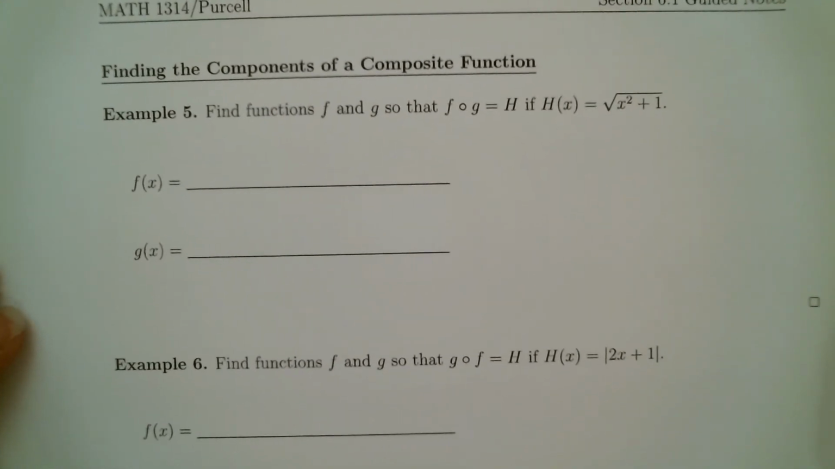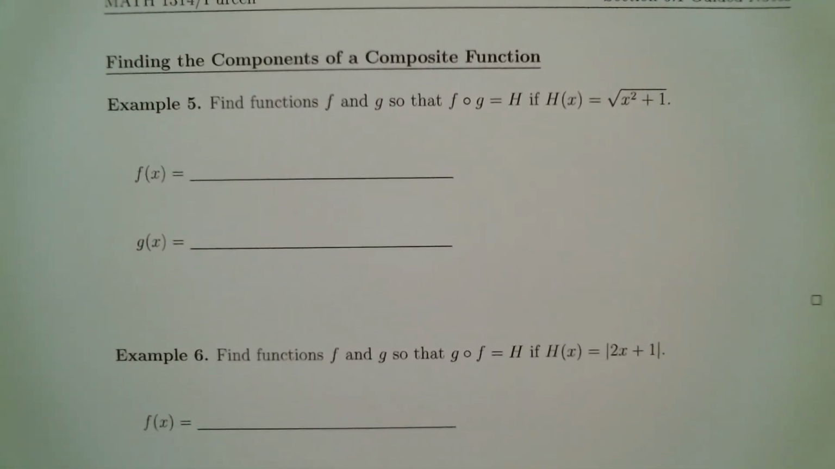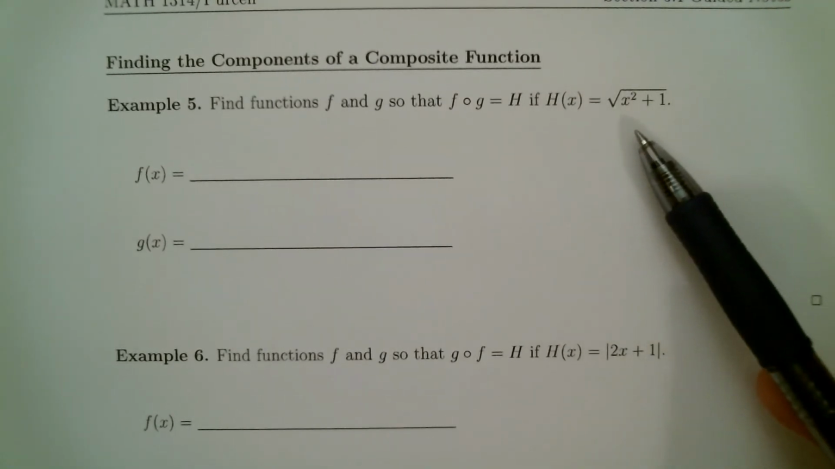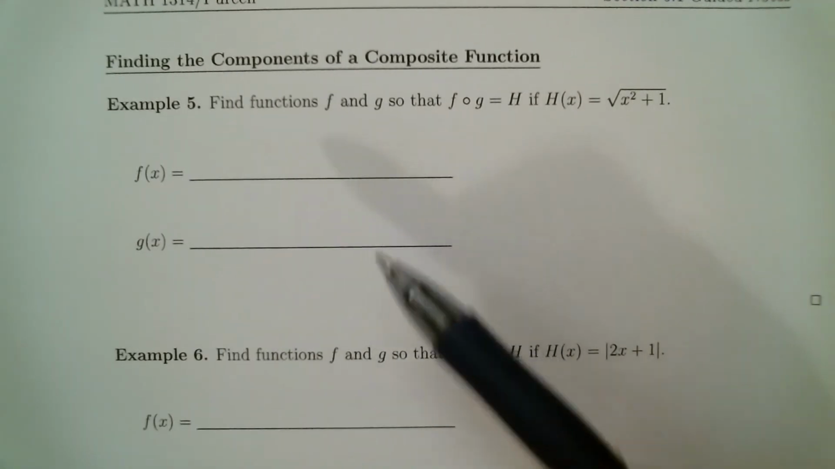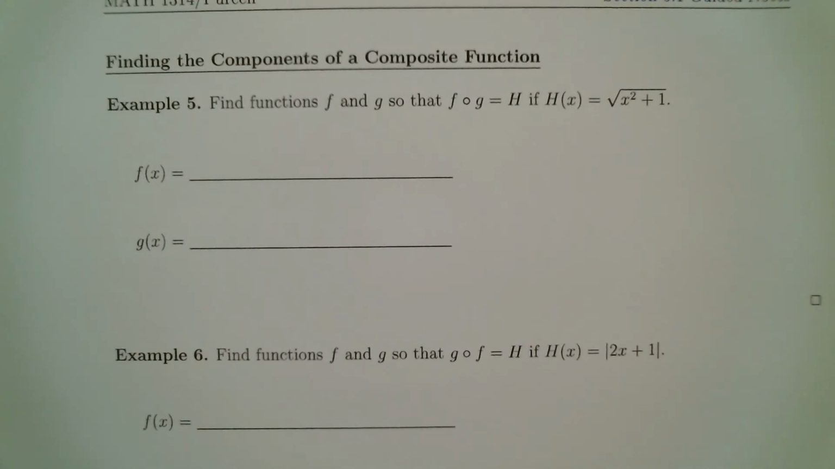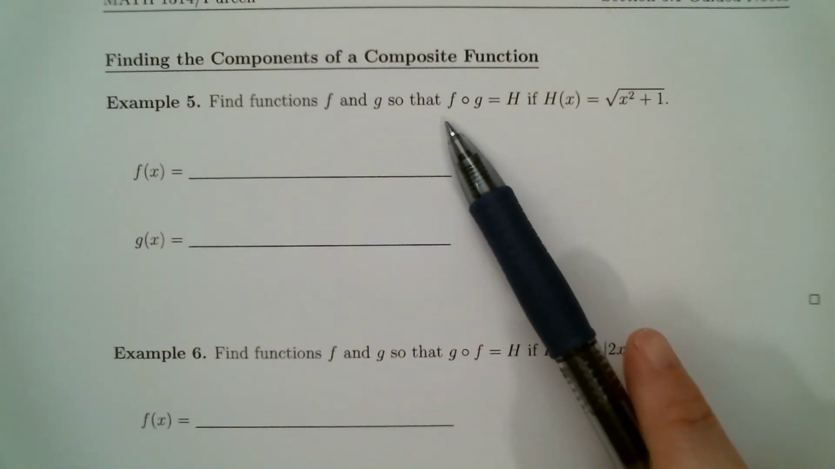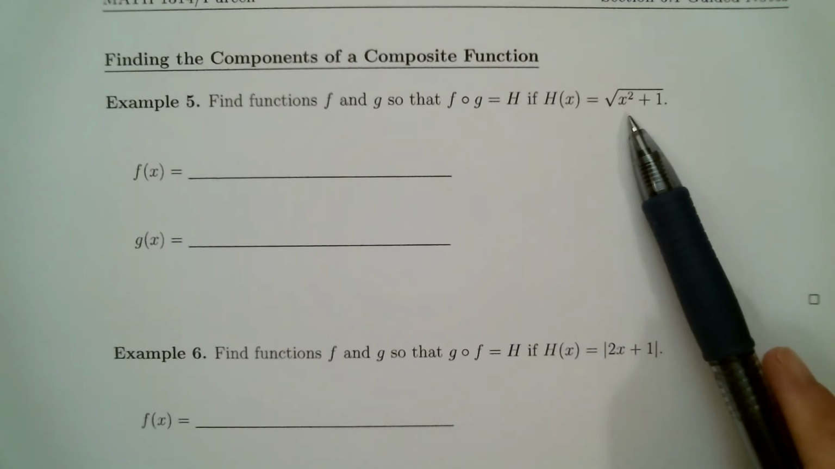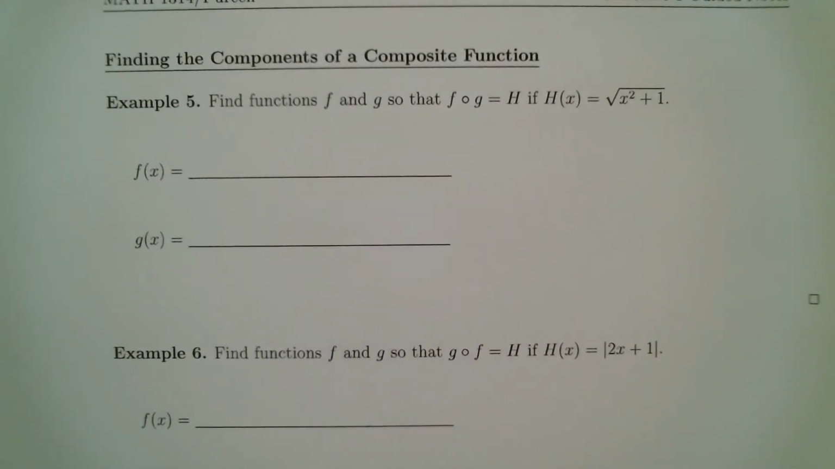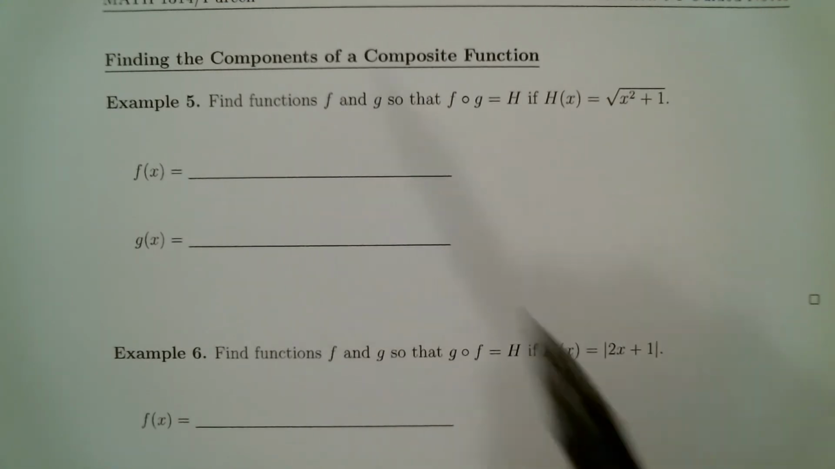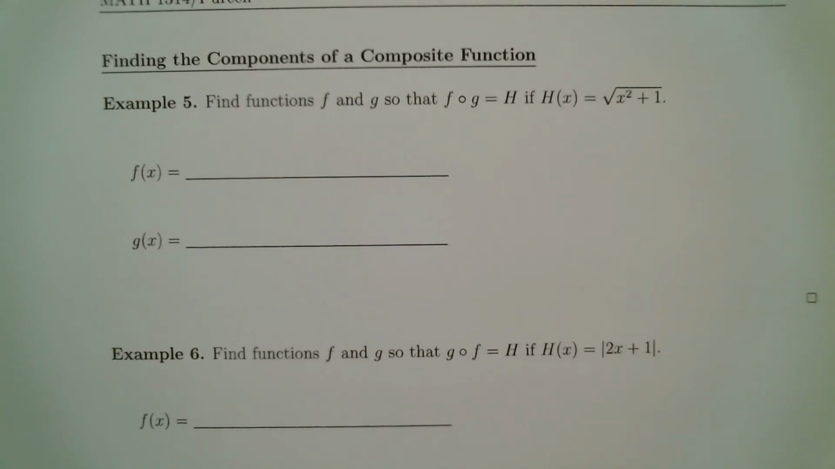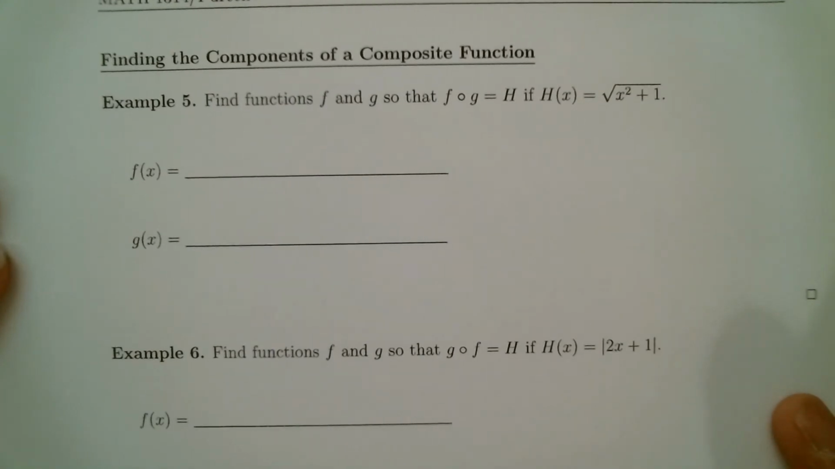In examples 5 and 6, you are finding the components of a composite function. You're actually going backwards. You are given the composite function, and you have to come up with the original functions f and g, so that if you compose them in the order stated, you get this function. That's what this means. So it's actually pretty simple, like I said.